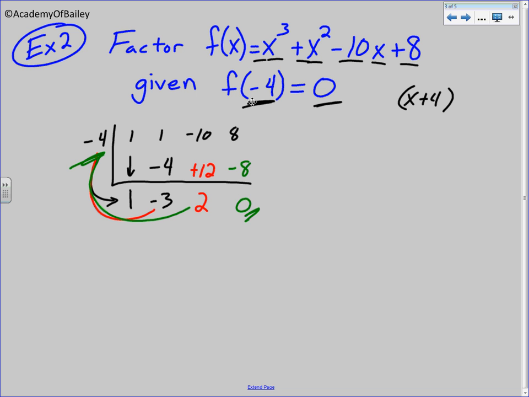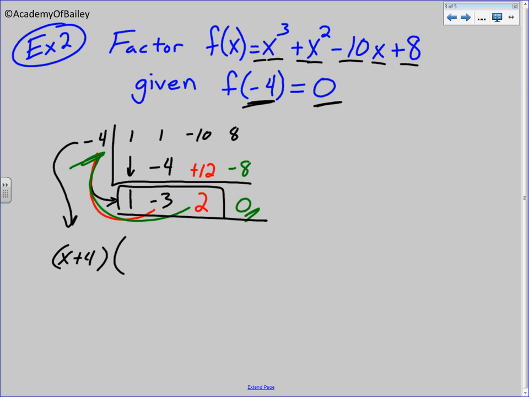All right, our factors: x plus 4. Remember, it comes from this one. And right here, let's look here. We had x cubed here, so this one goes down one exponent to become 1x squared. Bring this down to be negative 3x, and this comes down to be a positive 2.